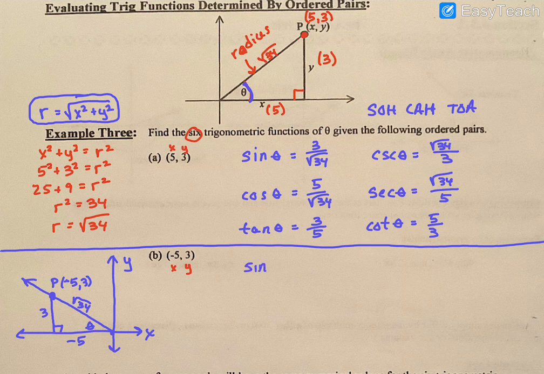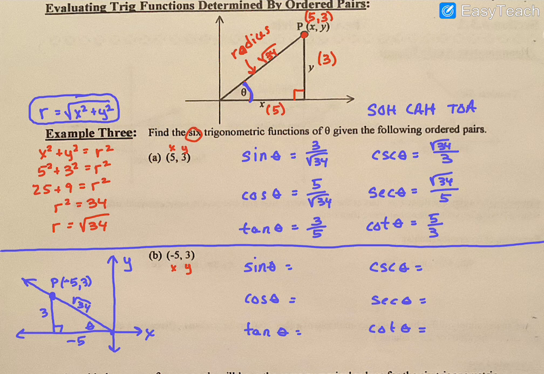I'm going to go ahead and write out my trig functions. We're going to find sine of theta, cosine of theta, and tangent of theta. And then I'm going to find cosecant of theta, secant of theta, and cotangent of theta.